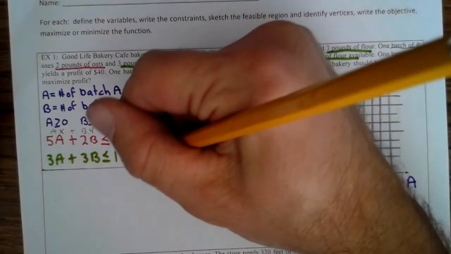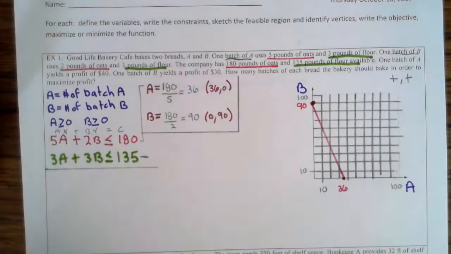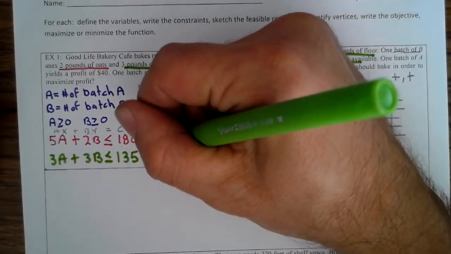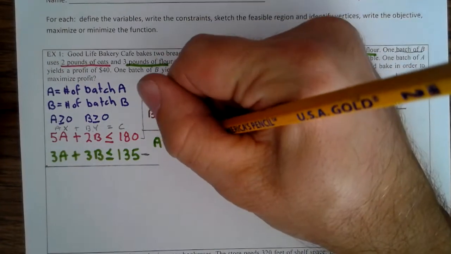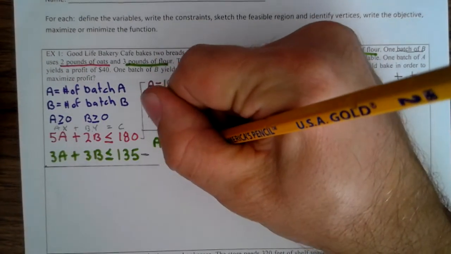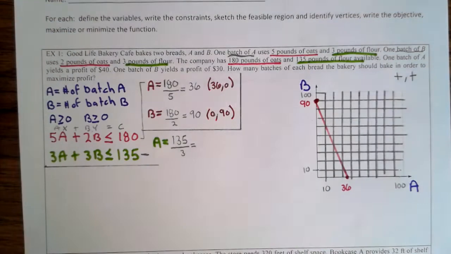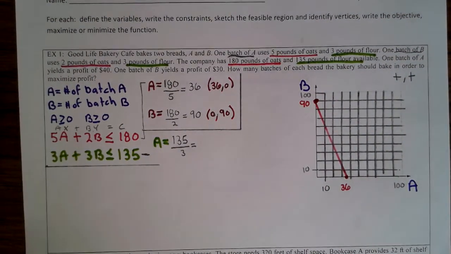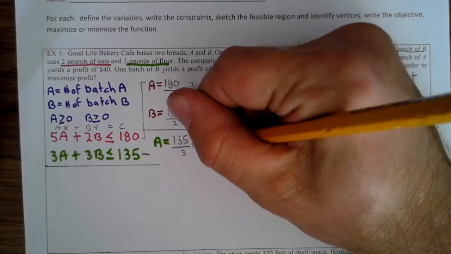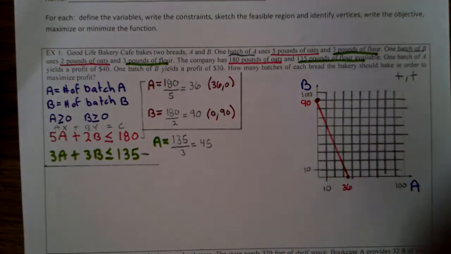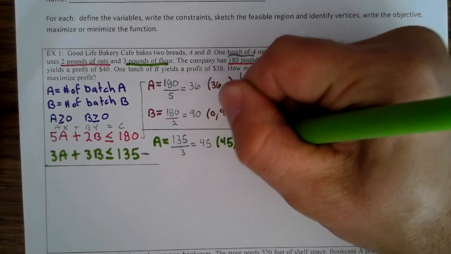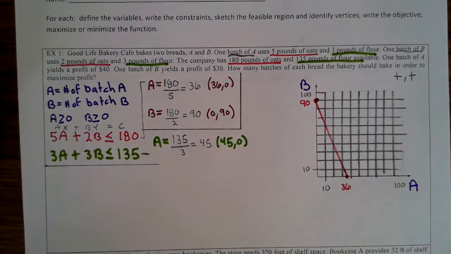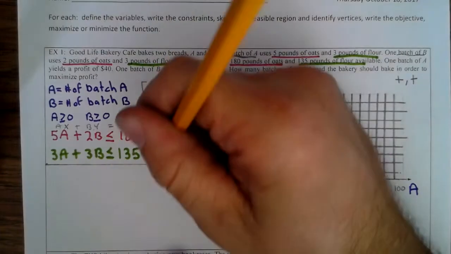Okay, now we have A. In this case, A equals 135 divided by 3, which is 45. So your point is 45, 0.